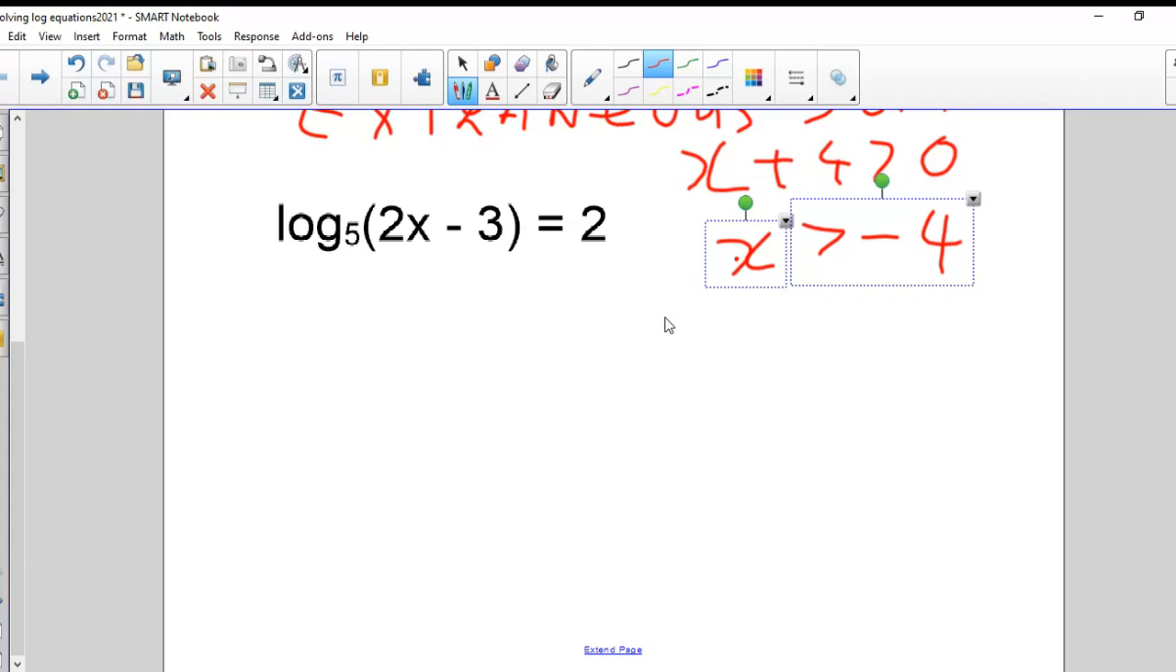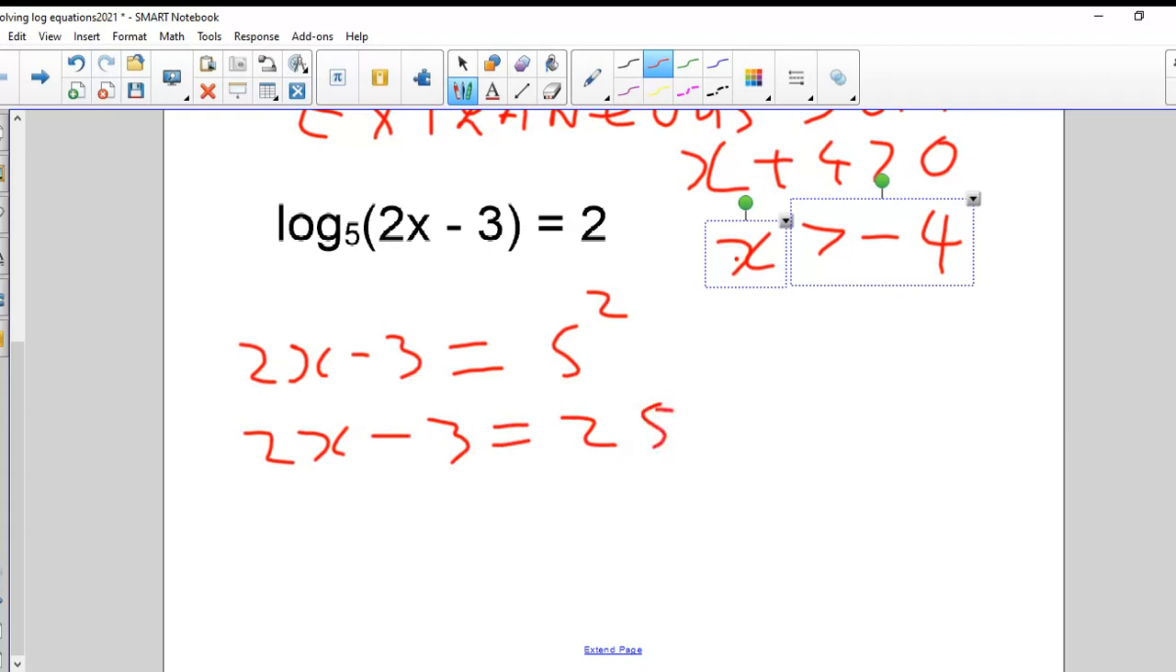So this in exponential form would be 2x minus 3 is equal to 5 to the power of 2, because it's a base 5. That's the exponential form right there. Okay, so that means that 2x minus 3 is equal to 25, and therefore 2x is equal to 28, and x is equal to 14.